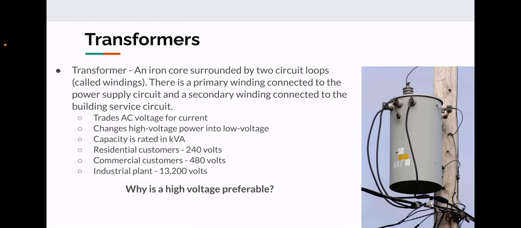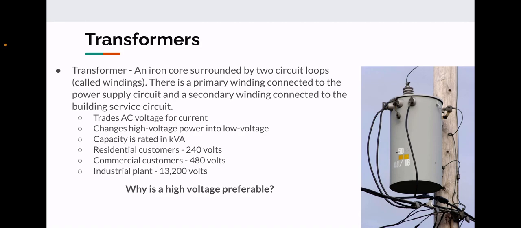Transformers are those little box, circle, cylinder things that you see connected to the power lines. A transformer is an iron core that's surrounded by two circuit loops, and these are called windings. There's a primary winding, connected to the power supply circuit, and a secondary winding, connected to the building service circuit. So basically what these transformers do is they transform the really high voltage that's going through these wires, the primary winding, to a lower voltage that we can actually use for normal building things, because if it's a crazy voltage, we can't really use that. And that's what they do.